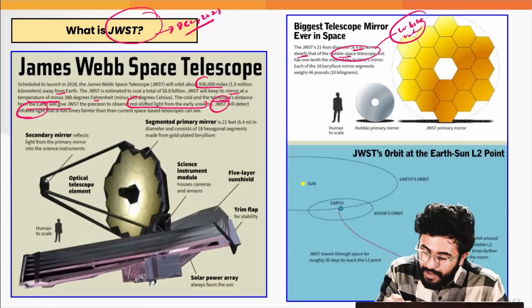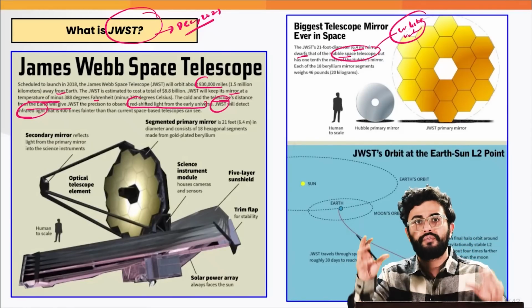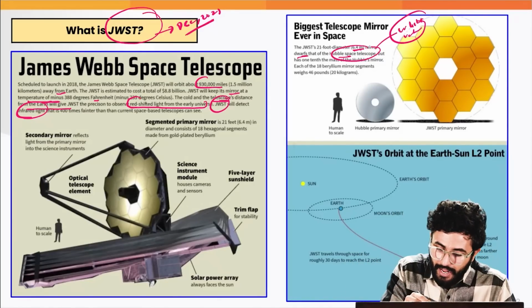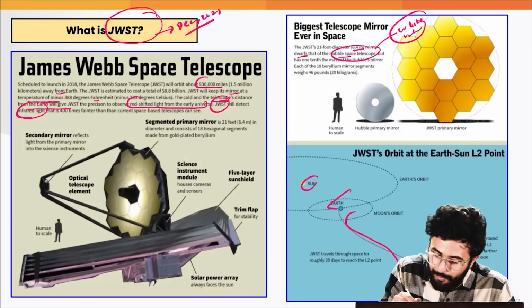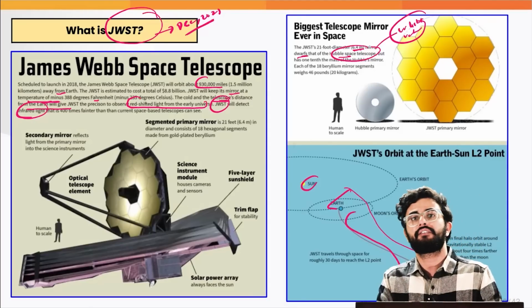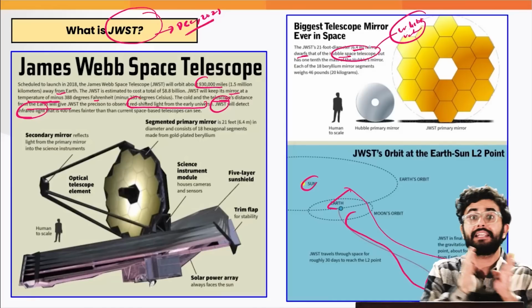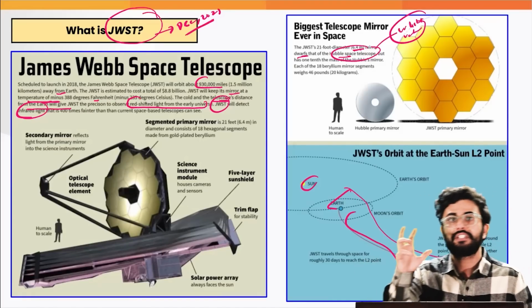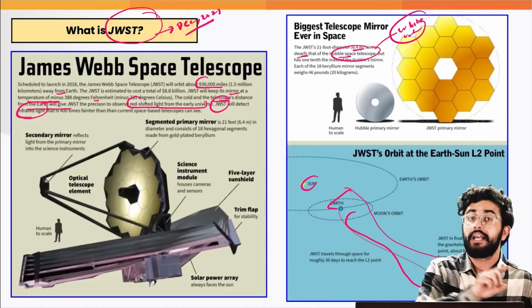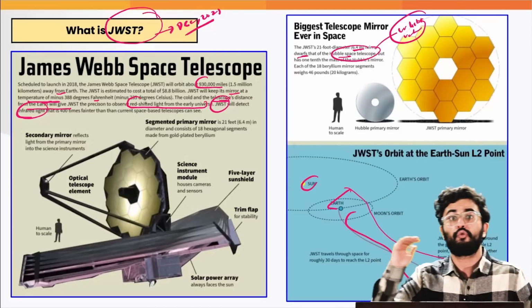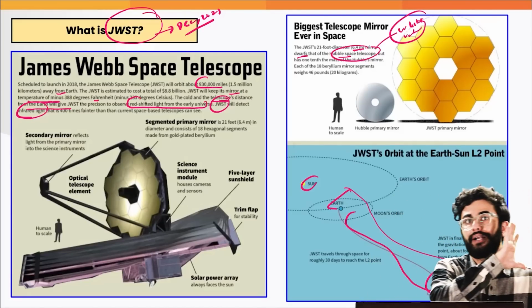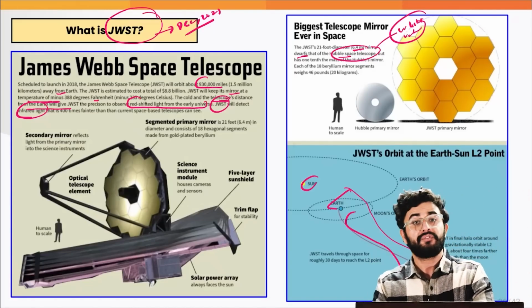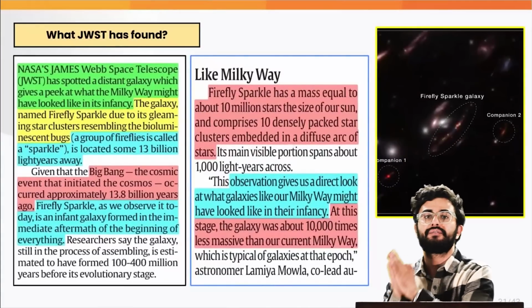Remember that it has been kept at Lagrangian point 2, where the gravity of the Sun and the Earth balance out, and thus there will be less fuel consumption and less light distortion with JWST. On the other hand, where was the Hubble Space Telescope kept? In low Earth orbit. So now that we have understood the James Webb Space Telescope, let's see what it has found.